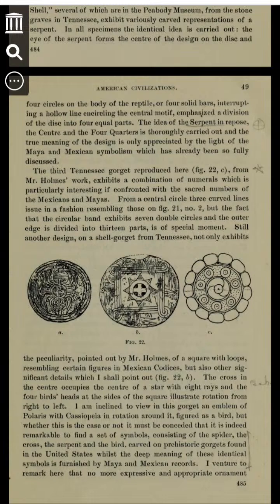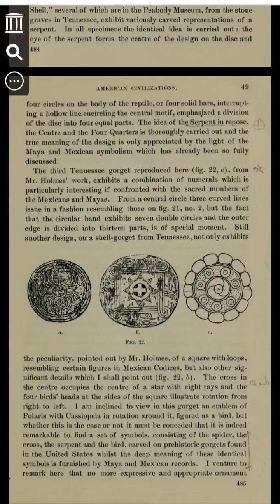Still another design on a shell gorget from Tennessee not only exhibits the peculiarity pointed out by Mr. Holmes of a square with loops resembling certain figures in Mexican codices, but also other significant details which I shall point out. The cross in the center occupies the center of a star, which has 8 rays, and the 4 bird heads at the sides of the square illustrate rotation from left to right. I am inclined to view in this gorget an emblem of Polaris with Cassiopeia in rotation around it.